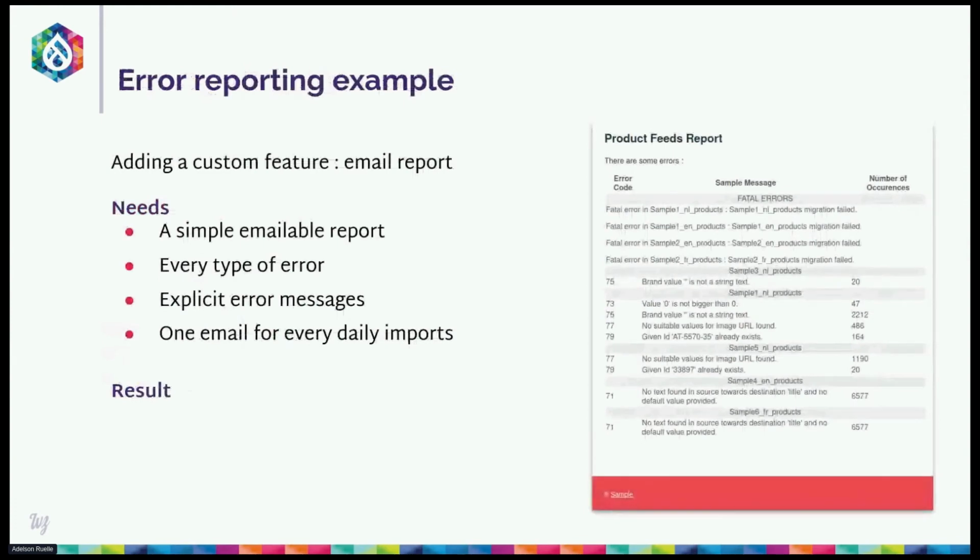So how about we do a bit of role-playing? Let's just say I'm your client and I would like to receive a report when you launch your migrations. I want it to tell me when things go bad. So you add a custom feature called email report, and here are my specific needs. It has to be a simple emailable report. Every type of error needs to be caught. The error messages need to be explicit because I need to understand them.